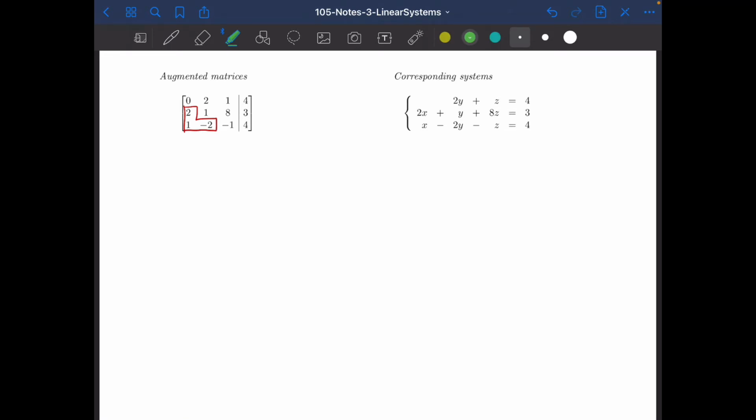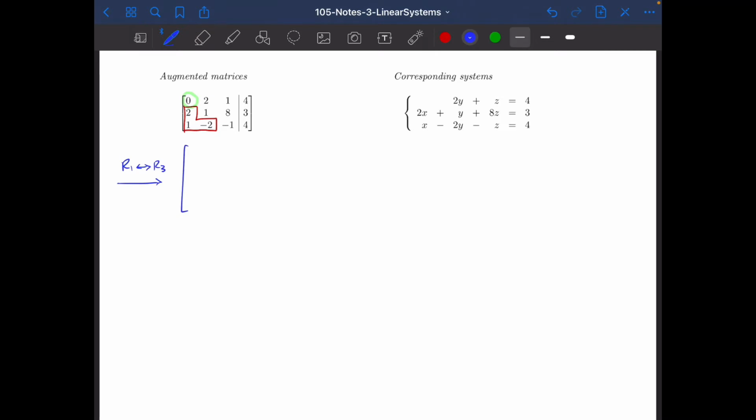Now first notice that there is a 0 here. The first entry of the first row is 0. And so if I interchange row 1 and row 3, I will have moved that 0 into the bottom left corner, which is where I want to have a 0. And so that will be my first elementary row operation here. I will interchange row 1 and row 3.